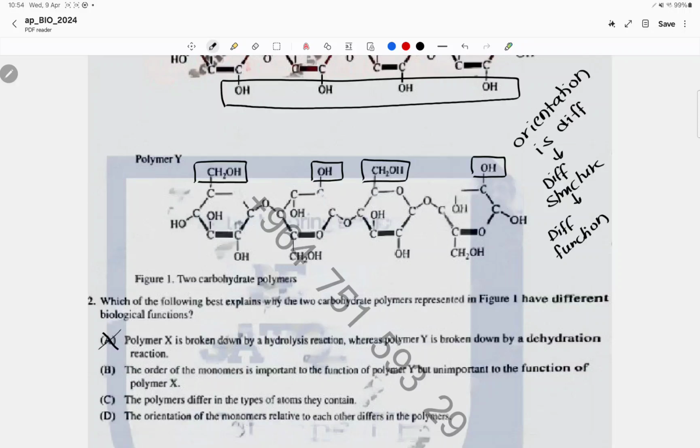The order of the monomers is important to the function of the polymer Y, but unimportant to the function of polymer X. Very wrong. Order of the monomers is important to both polymers, not just one of them. The polymers differ in the type of the atom they contain. Not true at all. They both contain the same atoms. They both contain carbon, hydrogen, and oxygen. So C is off. The orientation of the monomers relative to each other differs in the polymers. True.